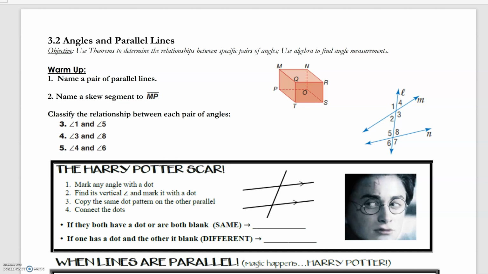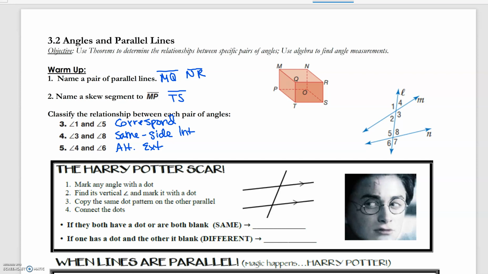So in this lesson, we're going to talk about angles and parallel lines. A lot of the same relationships that we saw in our lesson 3.1 are going to follow through here in lesson 3.2. So if you want to go ahead and do that warm up, I'll put the answers up for you to check. All right, so these are just some suggested answers. There are more answers that would be correct, but here are some for the warm up.